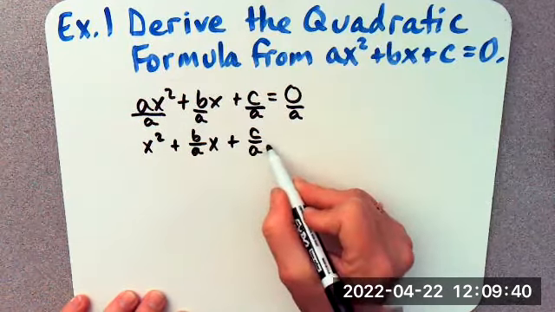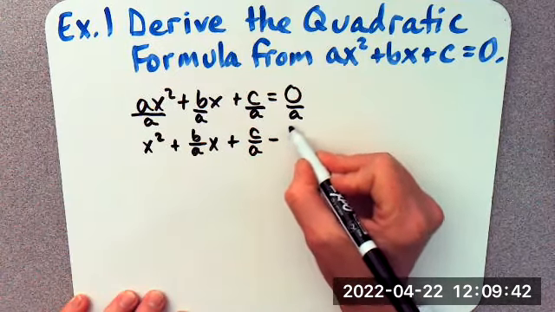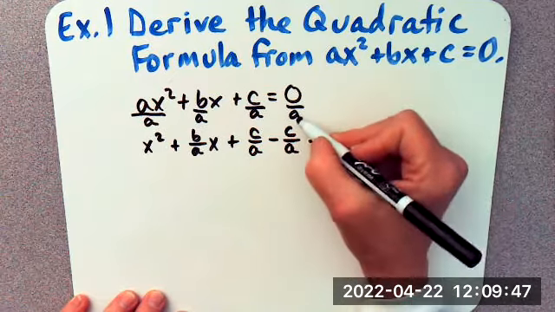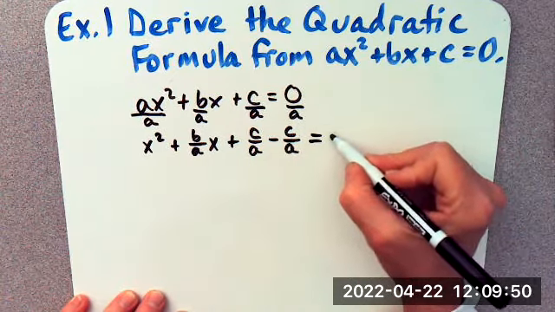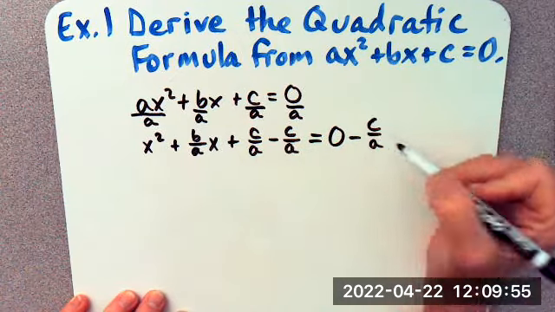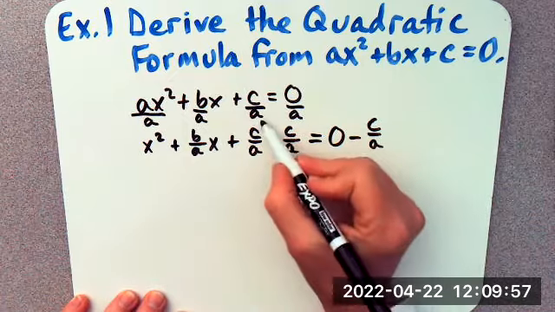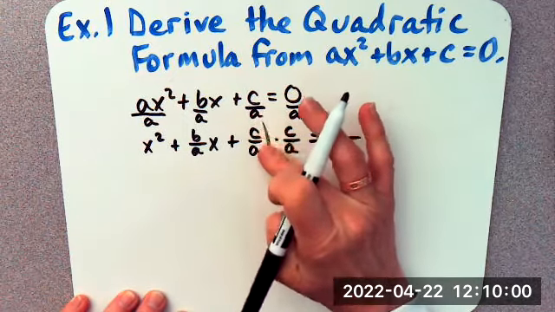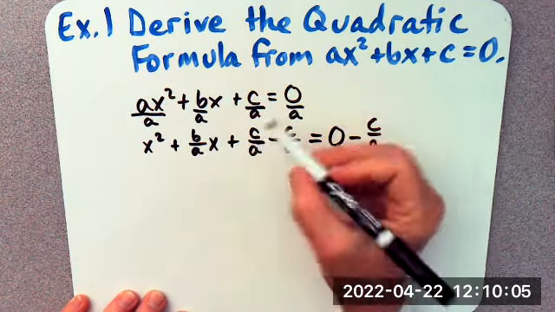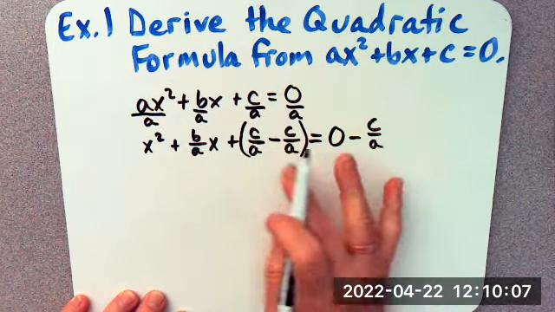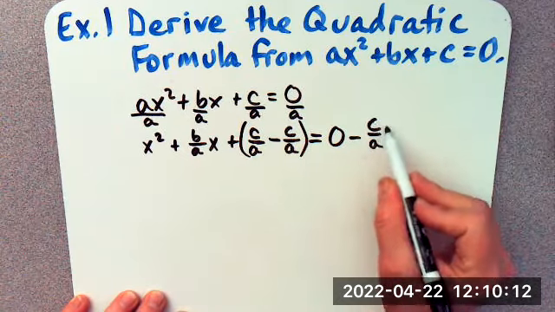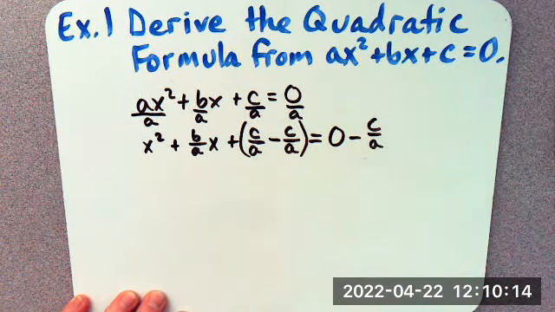Now we want to move this c over a to the other side, so let's just subtract the c over a here, and 0 divided by a is 0, so then we're just going to have 0 subtracted by c over a. We know that this right here is just 0. So we don't have to deal with that anymore. And now we just have a negative c over a here.